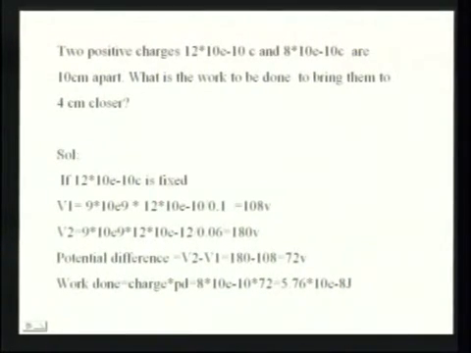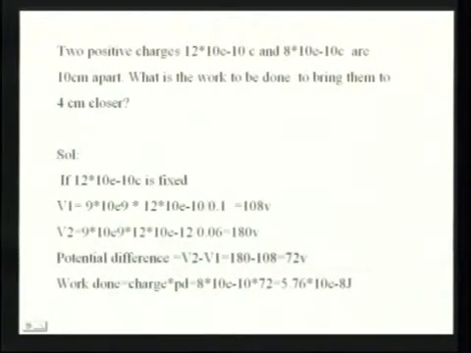Solution. For this, one charge is to be fixed and the other charge is coming towards the fixed charge. If 12 into 10 to the power of minus 10 coulombs is fixed, V1 equal to 9 into 10 to the power of 9 into 12 into 10 to the power of minus 10 by 0.1, equal to 108 volts.